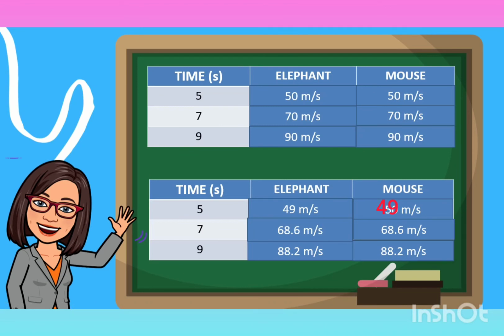So the mouse and the elephant will fall at the same rate. Their velocities will be changing at the same rate. Thus, their speedometers will always have equal readings. The mouse and the elephant will have equal acceleration, which is 10 meter per second squared. Again, the actual value is 9.8 meter per second squared.